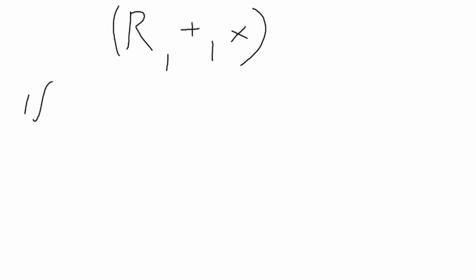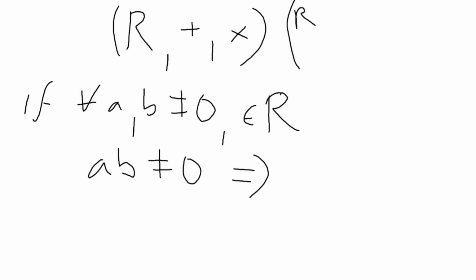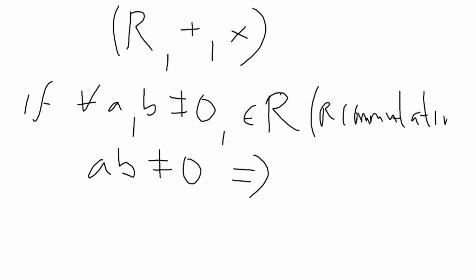So if for any two A, B that are not equal to 0 and are in the ring, AB doesn't equal 0, and that ring, by the way, we were talking about the ring is commutative, so R is commutative, we can write it maybe R commutative, then it's called an integral domain. Integral domain.